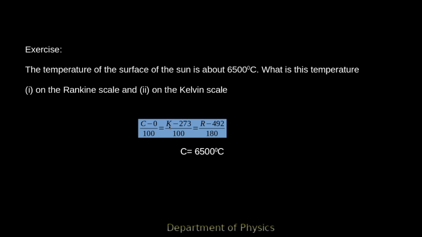First of all you have to find out the Kelvin scale. So K is equal to 6500 plus, this side goes to this side, so minus 273 divided by 100 is converted into positive. So K is equal to 6500 plus 273. We get 6773 Kelvin. So your answer on the Kelvin scale is 6773 Kelvin. Then this value is equal to Rankine. So we get 12192 degrees Rankine.